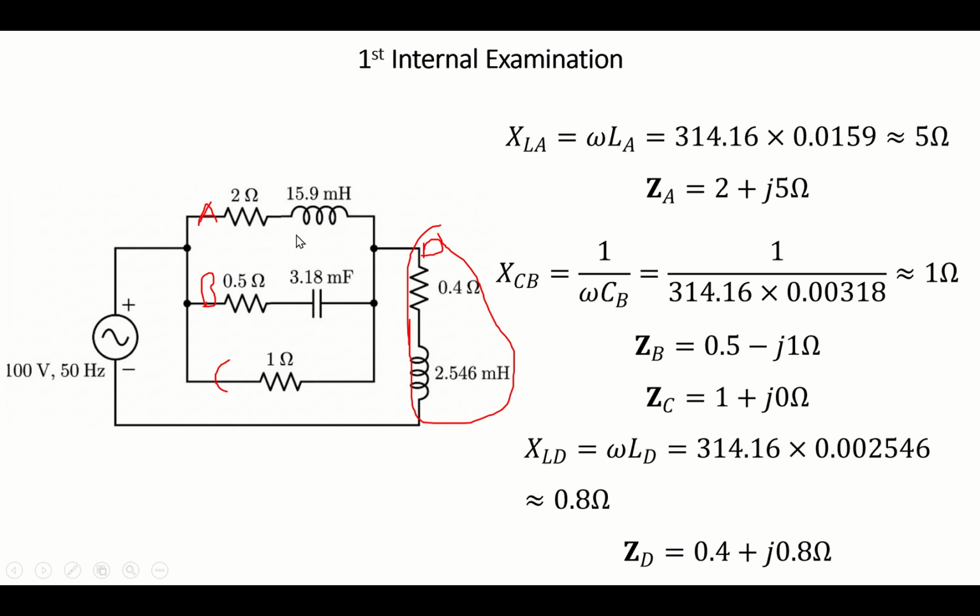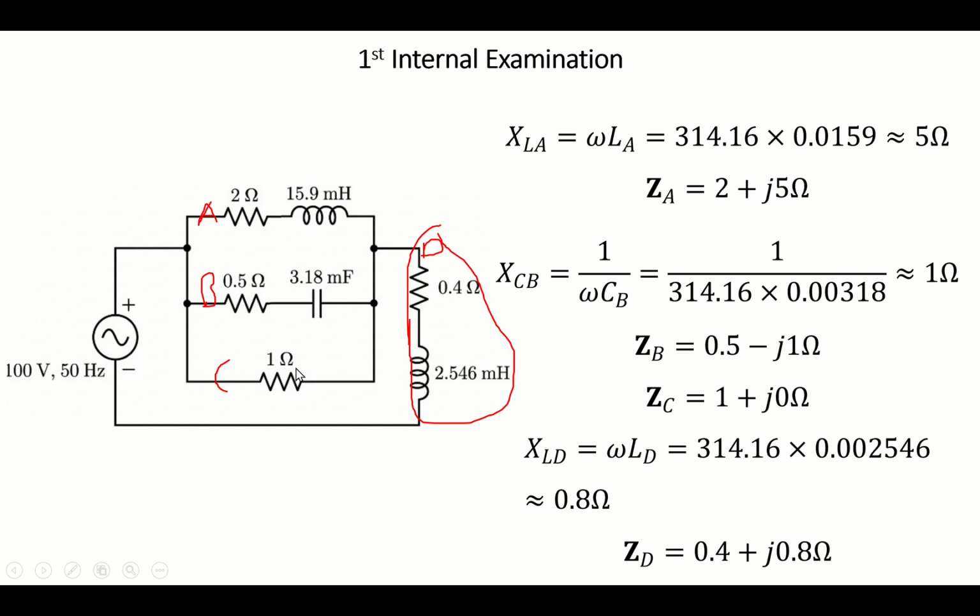So the impedance for branch A is 2 plus the impedance of this inductor, which is j times XLA, and XLA is 5 ohms. So impedance of branch A is 2 plus j5 ohms. Similarly, the impedance for branch B can be evaluated since it includes a capacitor. So we will be finding the reactance of this particular capacitor, and with the minus sign multiplied by j gives the impedance of the capacitor. So ZB is 0.5 minus j XC.